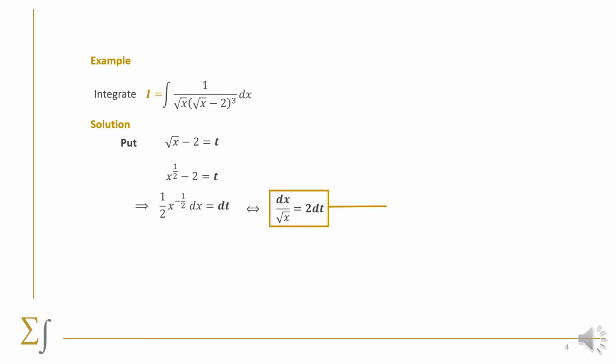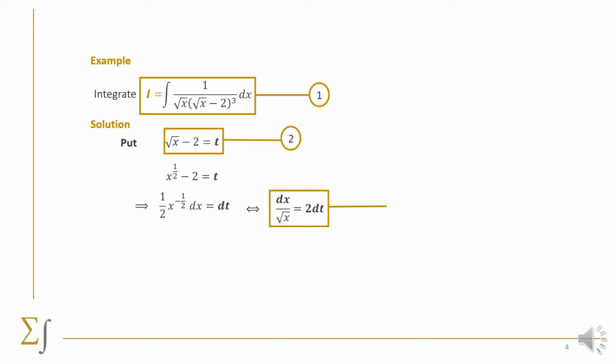From this equation and this equation, we go and substitute in the integral in front of us. Let's call the integral in front of us equation 1, the substitution we made equation 2, and the differentials equation number 3. We notice that dx over root x is equal to 2 dt. So we make this substitution. And also don't forget that root x minus 2 is t. We make this substitution. So follow the colors and see how the first equation will look now.